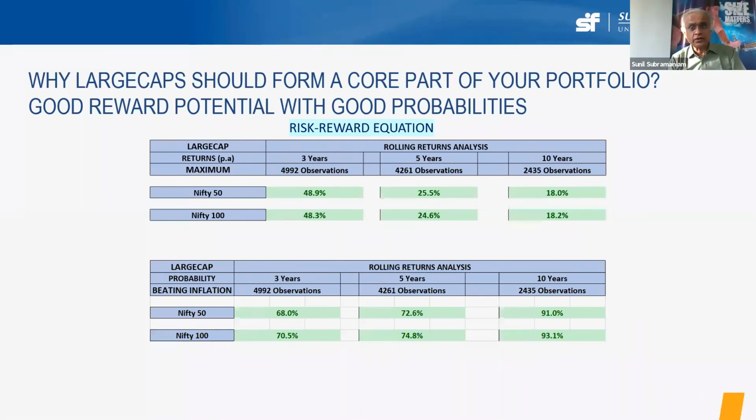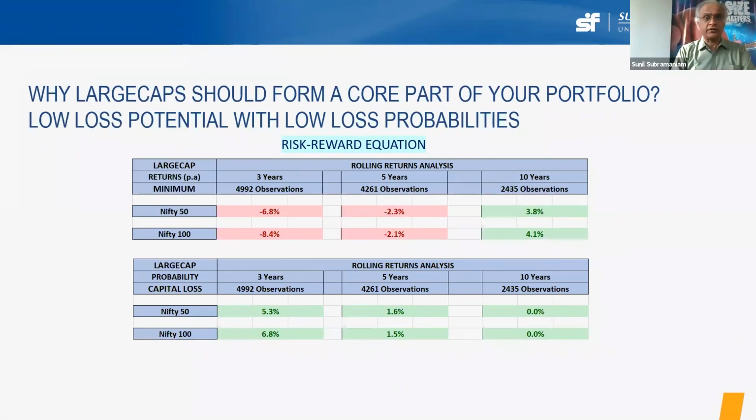So you see that 68 to 70% in 3 to 5 years, you are beating inflation, right? But in 10 years, that becomes 90%. So in large caps, if you stay for 10 years, your maximum return is 18, your average is 12, and 90% of the time, you're assured of beating inflation. What more do you want from an equity asset, right? Because the risk part of it is also minimized, right?